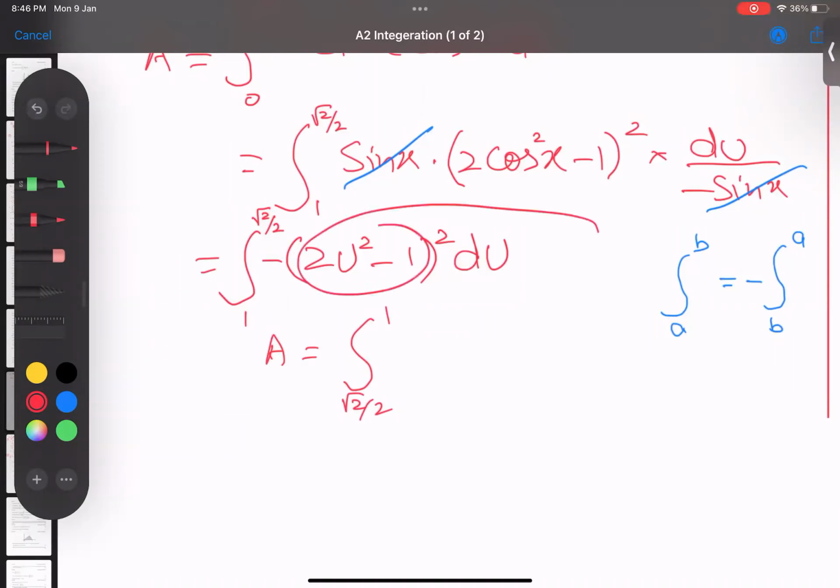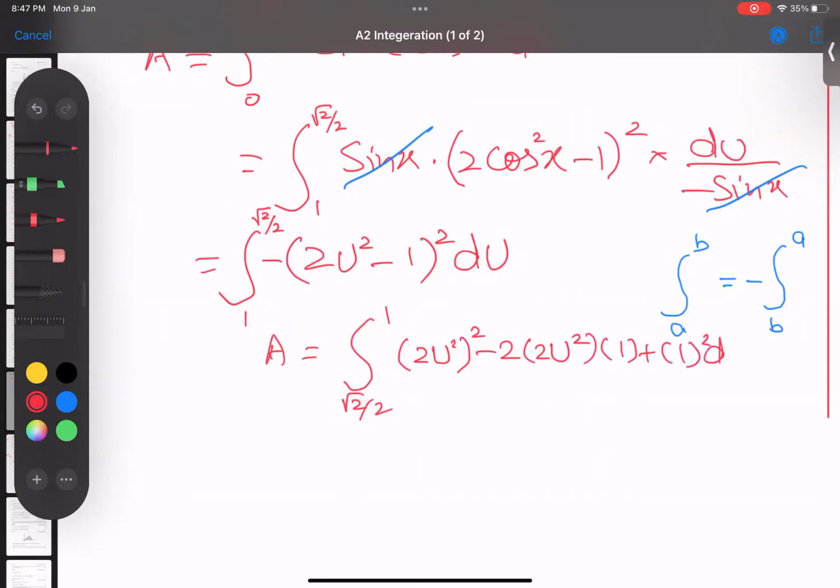But is it linear base? No. The power 2 inside is called non-linear base. Whenever a non-linear base question comes, we are bound to expand the formula. Expanding means what? Squaring identity. Either you write 2u square minus 1 and multiply it out, or use the squaring identity. I like the squaring identity. Now I'm going to complete it. From root 2 divided by 2 to 1, the integral of 4u to the power 4 minus 4u square plus 1 du. Now the question is ready to integrate.